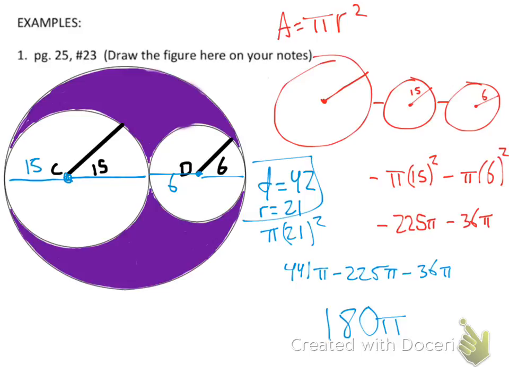Now, I don't have units on my diagram. I don't know what it was in the book, but let's just say that they were all meters. So the label on this would be 180 pi meters. What? Squared. Because it's area.